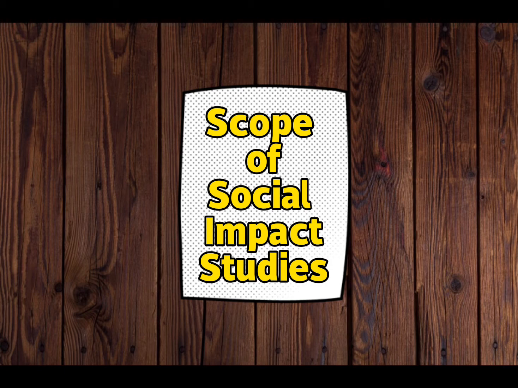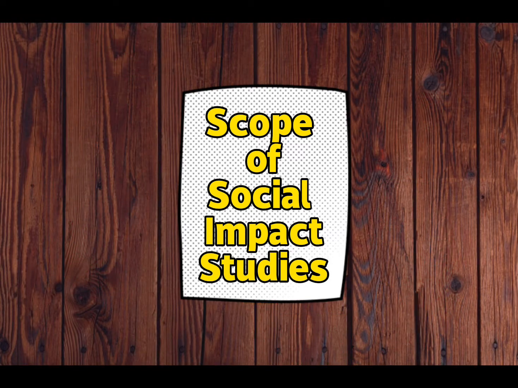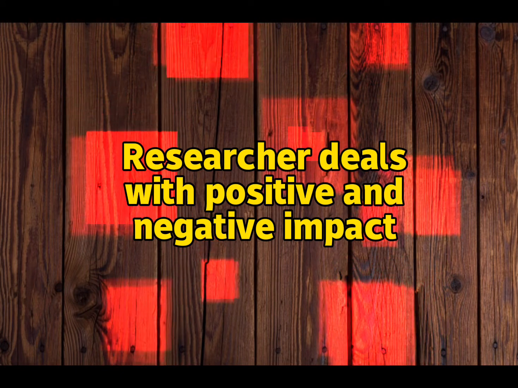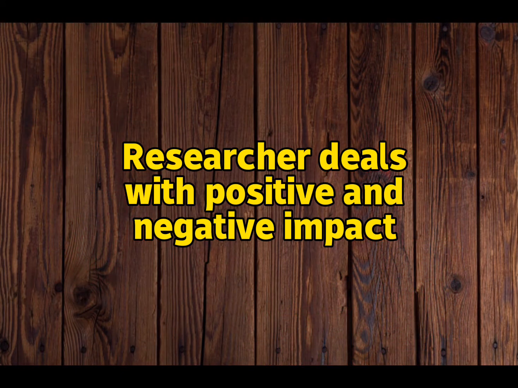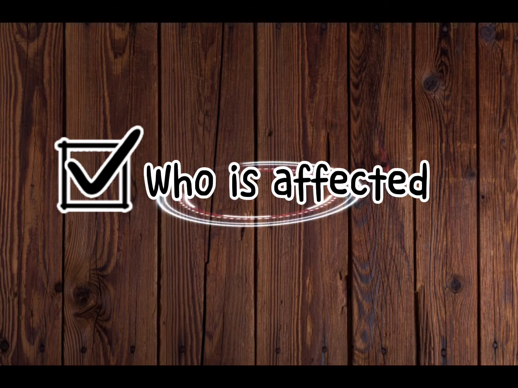So, from this explanation, we can say that the basic scope of social impact assessment is the construction of a set of information that is capable of expanding and deepening the knowledge of a particular problem and providing a better guide to the decision making processes at different levels. In social impact assessment studies, the researcher is dealing with both kinds of impact. It can be positive or it can be negative as well. So, the basic question is: who is affected and how are they affected?